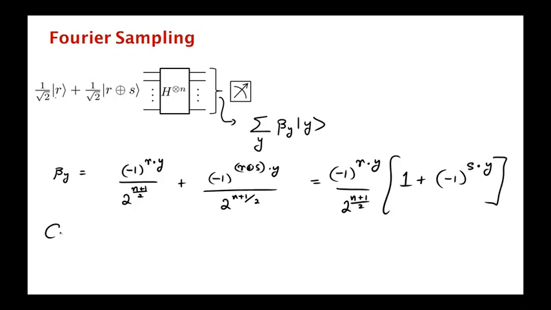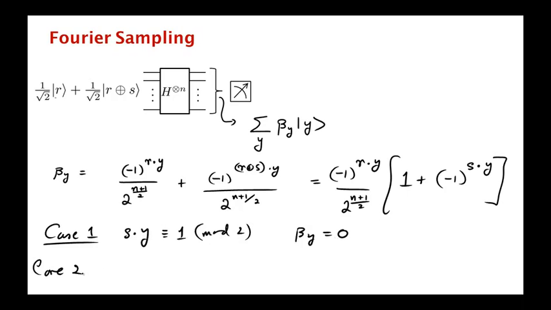Now you have two cases. Case 1, s dot y is equal to 1 mod 2, in which case beta sub y equals 0. Case 2, s dot y is congruent to 0 mod 2, in which case beta sub y is what?